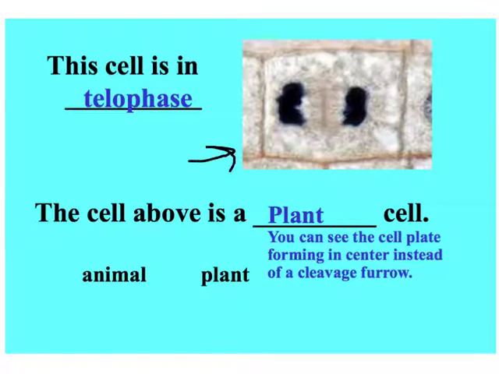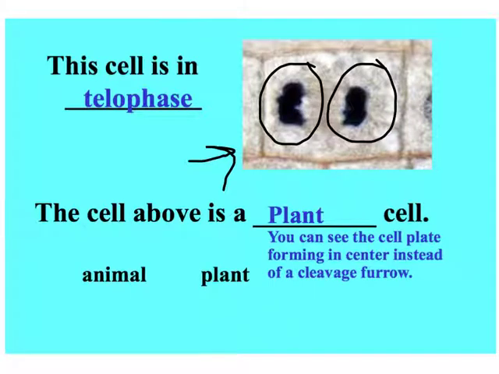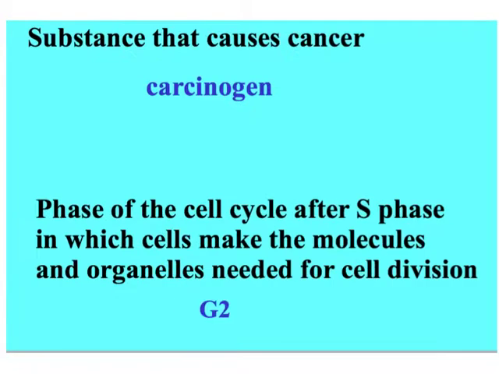The cell pictured here is in telophase because we see the two new nuclei that are forming on opposite sides of the cell. We know that this cell has to be a plant cell because you can see the cell plate that is beginning to form right in between it, instead of a cleavage furrow, which we would observe in an animal cell. All right, any substance that causes cancer is called a carcinogen. Make sure you know that for your test tomorrow. There's a test question over that.